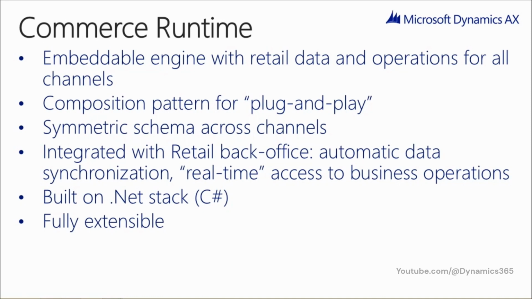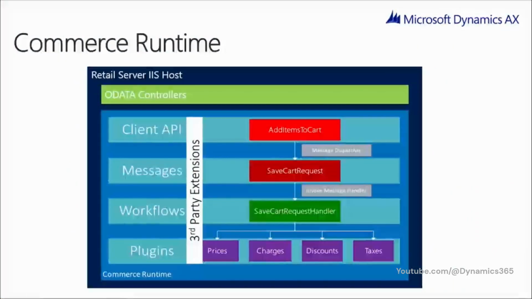The CRT is installed as part of the e-commerce site. The following diagram shows the components of the CRT. The CRT consists of a client API. For example, there could be an API such as add item to cart, and that is translated into a message such as save cart request. The message is sent to the workflow layer. The workflow layer consolidates the various service calls for the request, such as the save cart request handler. The CRT system also allows for third-party plugins to be created. For example, you could create a new third-party plugin for handling taxes.